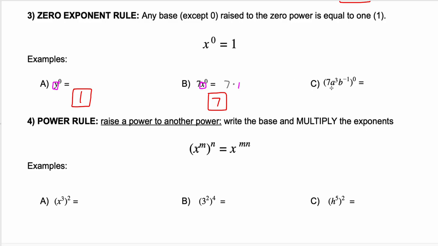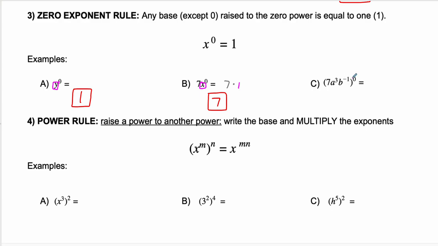On this last problem, we have parentheses, 7a cubed b to the negative 1, parentheses raised to the 0 power. So order of operations, we look at the parentheses, and anything inside the parentheses we could simplify. But then we also look at the exponents. So the exponent is on the outside of the parentheses. The exponent on the outside of the parentheses is 0. Now this 0 is attached to the closed parentheses.